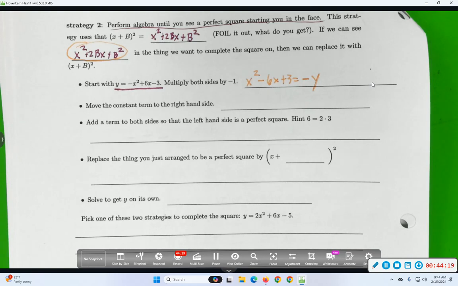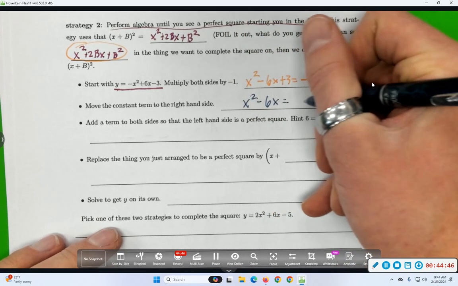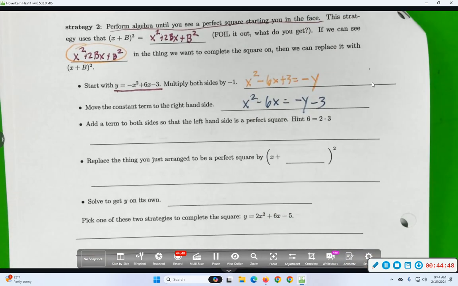So, if I look up there, I want to see an even number times x. I need to see 2 times b times x, or some b. So I need to see something times 2 multiplied by x. And then I need to see a b squared as the constant term. And I don't see that yet, and I think the 3 will just get in the way right now. I'm just going to move the 3 to the other side so I don't have to worry about it. Not an obligatory step. X squared minus 6x equals -y minus 3.